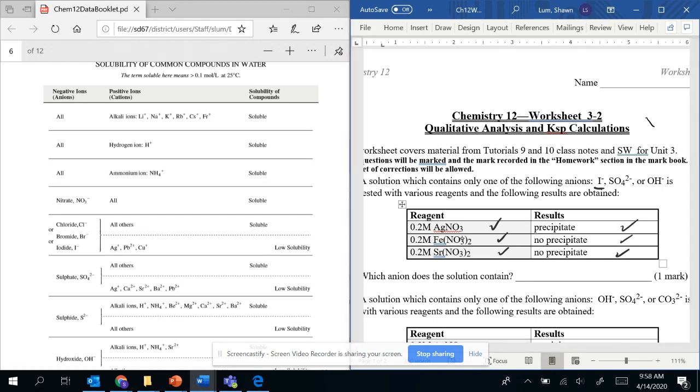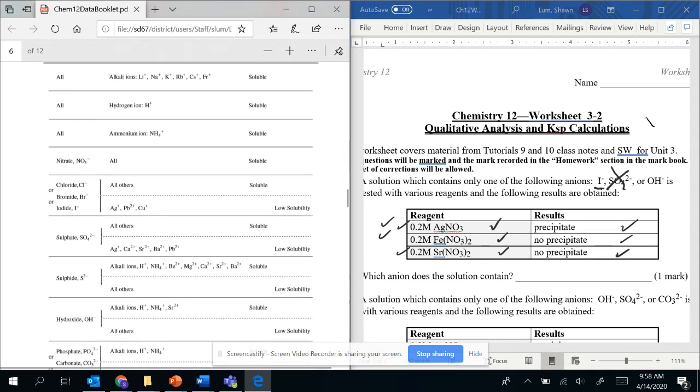If this was SO4 2 minus, it would form a precipitate with Ag, it would form a precipitate with Sr, okay, but not Fe. So it's not this one right here, because this would form a precipitate with these two, okay? And it's not OH. OH would form a precipitate with Ag and Fe, okay? And you can see that right down here. So the only one that it's true for is iodine. So we're going to write down iodine like that.